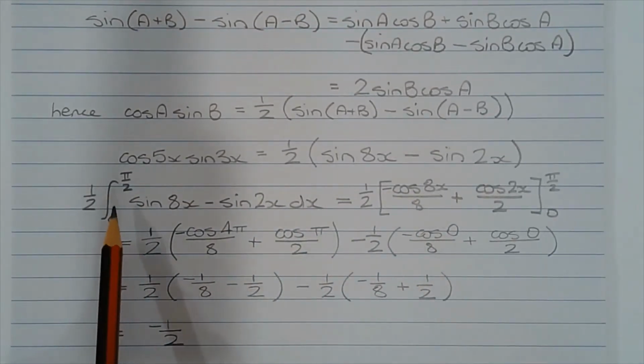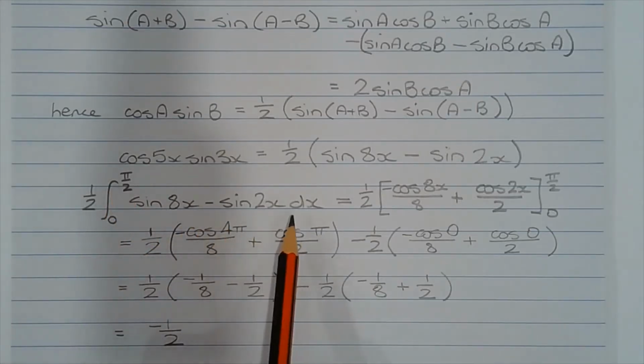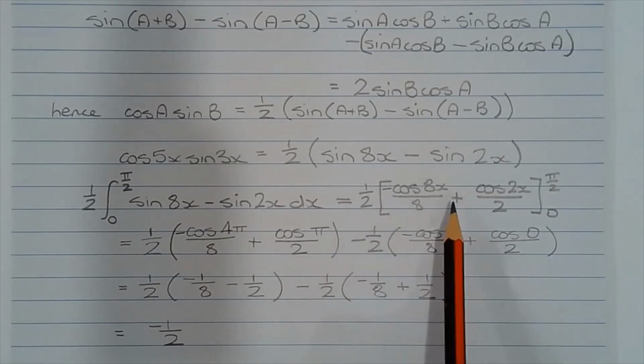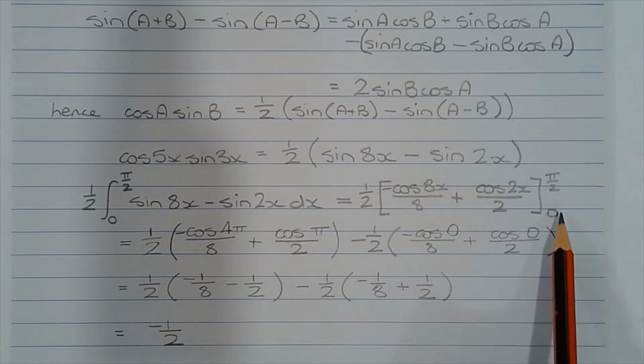Now half the integral from x equals 0 to x equals pi over 2 of sine of 8x minus sine of 2x dx is equal to half outside of negative cos of 8x over 8 plus cos of 2x over 2, from x equals 0 to pi over 2.